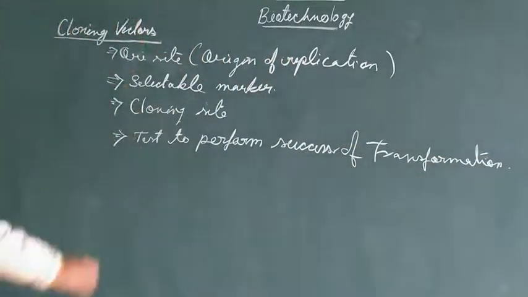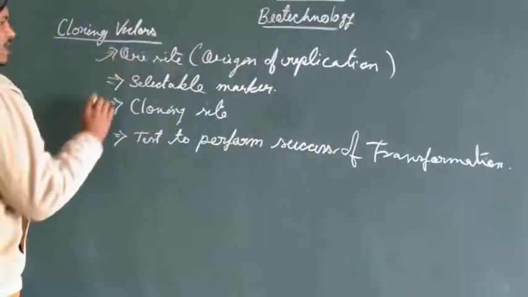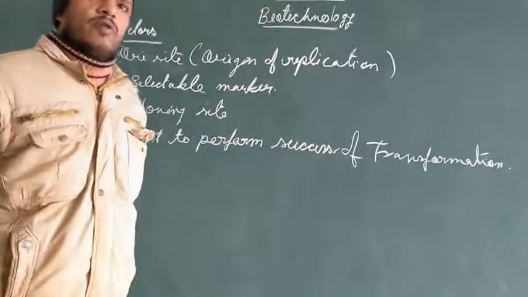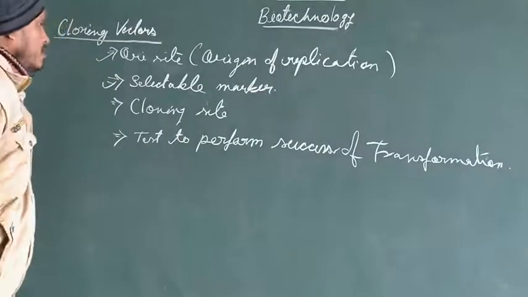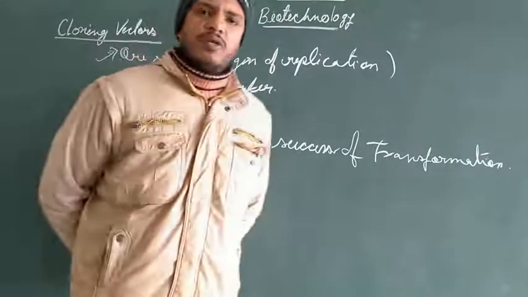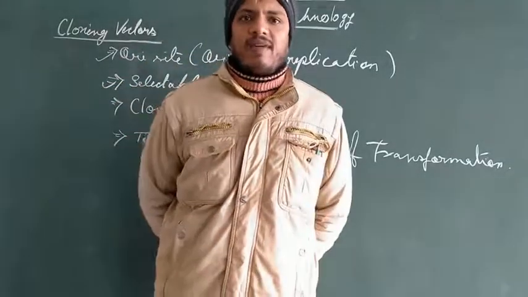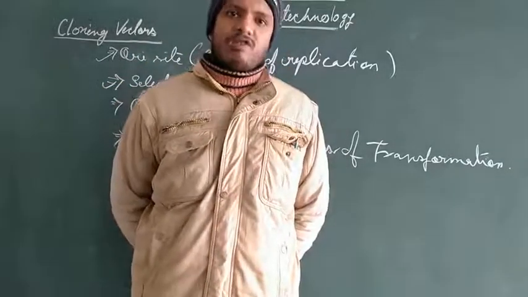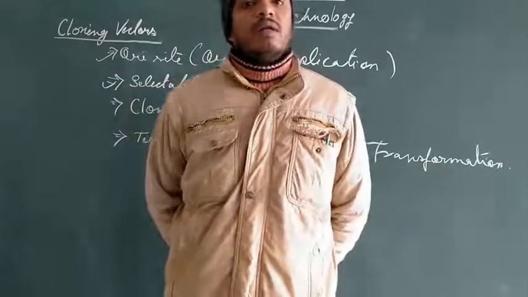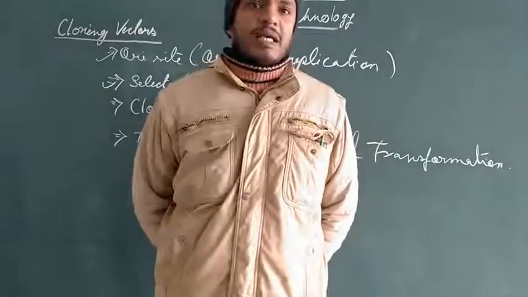So in the last class we completed the ori site and selectable marker, but in today's class we are going to have a small glimpse of revision. Now the ori site is the origin of replication. I told you that plasmids have the capacity to replicate and increase their copy number, so there must be some particular site from where the process of replication takes place.